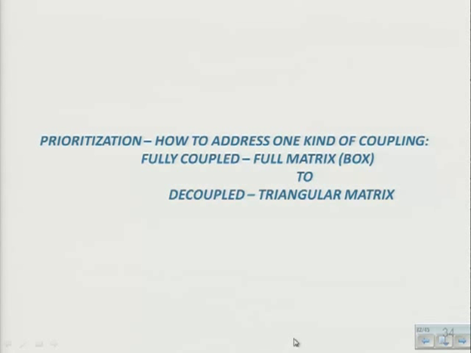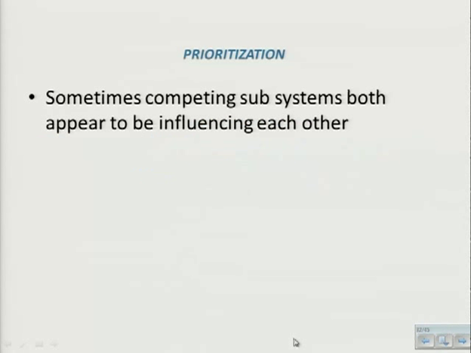Now the next thing that people frequently stumble on is they end up with these fully coupled full matrices. It's what I call a box situation. Maybe not in the entire matrix, but just enough to keep you from having an adjustable matrix. Not all matrices are adjustable. So sometimes it seems that subsystems appear to be influencing each other.